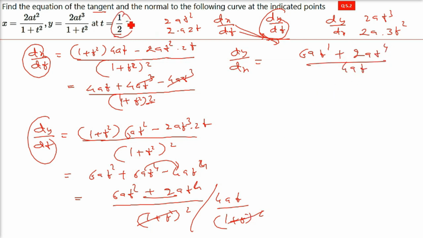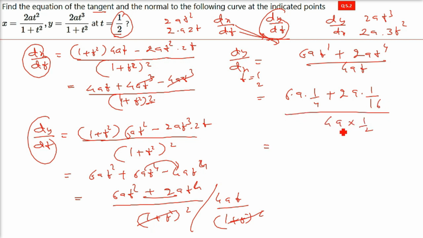But we have to find it out at t equals to half. Just replace t by 1 by 2. So 1 by 2 squared will be 1 by 4 here, and in this case it will be 1 by 16, because I'm replacing t raised 4, 1 by 2 whole raised 4, divided by 4 into a into t, which is half. Now when you resolve this, the final value will be 13 by 16, and since the normal is also asked, the slope of the normal will be negative 16 by 13. How? Just take the negative one and divide it by the slope of the tangent. The tangent can be used to find out the slope of the normal. So minus 16 by 13 will be there.